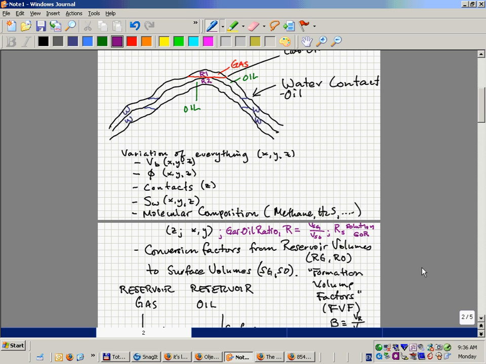Okay, so now we're left with contacts. Let's look at contacts. We'll come back to the gas oil ratio and the oil formation volume factor, or the B. Okay, contacts. How do we determine these contacts here?